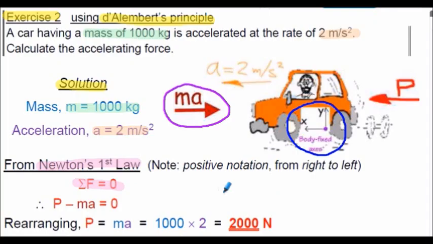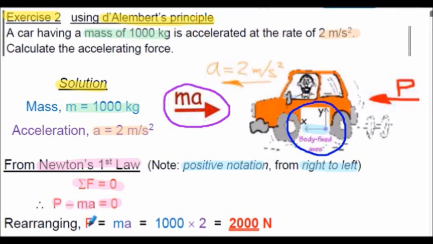And as we're considering forces, we always need a positive notation stated, and in this particular case, positive notation for force and accelerations is from right to left, as shown here on the body fixed axes. So to this notation, we've got positive force P applied to the car, and we subtract from that the inertia force ma, and that must equal to 0.